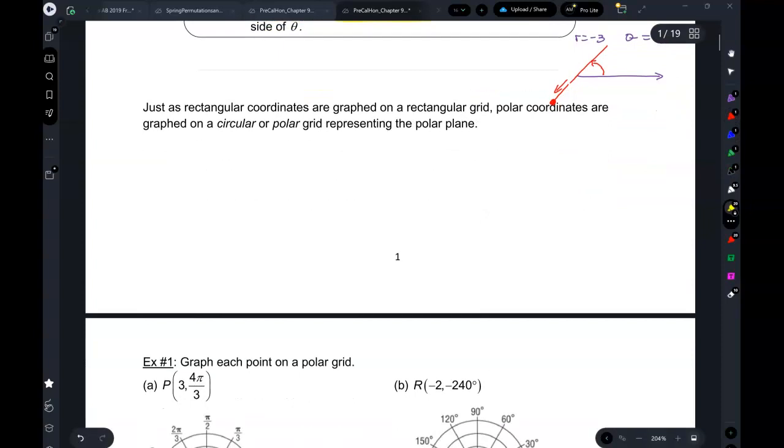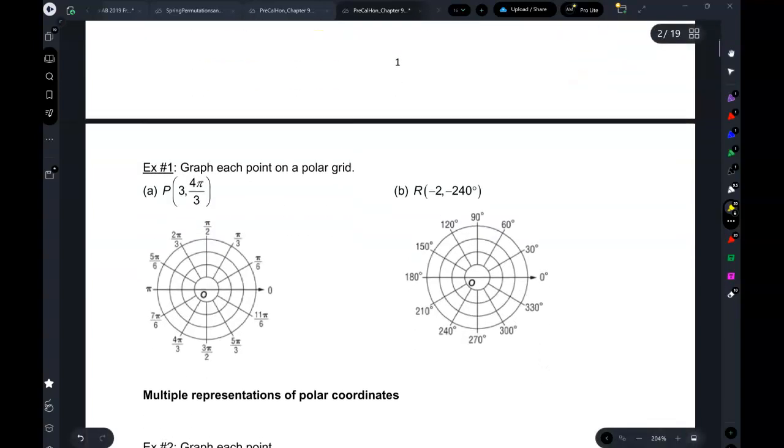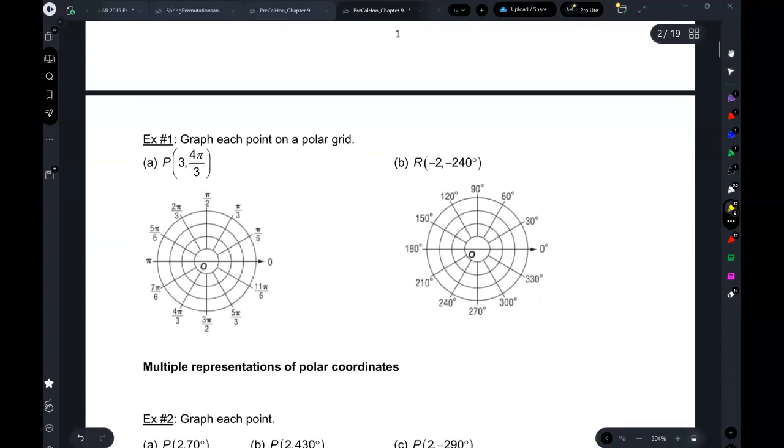Just like rectangular coordinates are graphed on a rectangular grid, polar coordinates are graphed on a circular or a polar grid, and that's what it looks like. So no more Cartesian. You're going to forget about that. That's what it looks like.